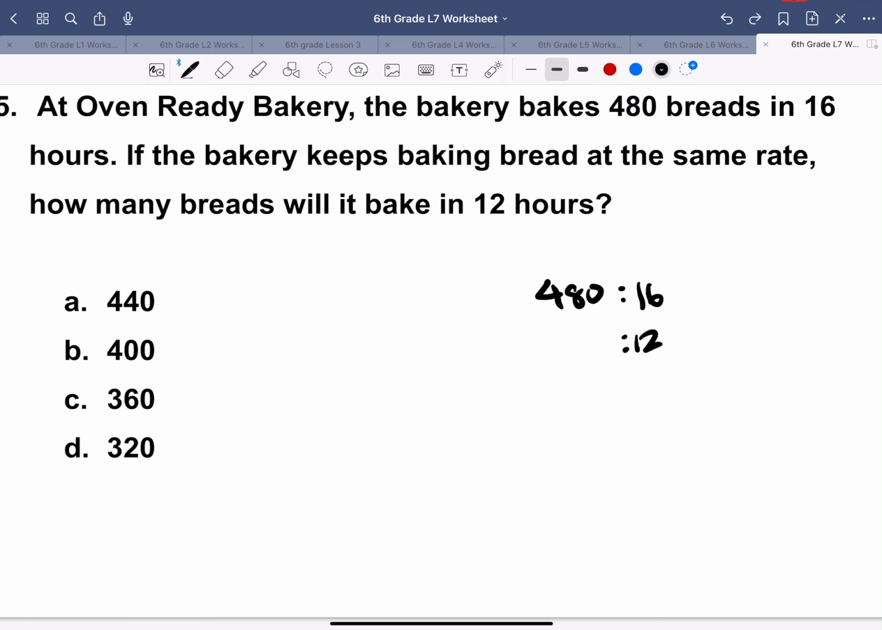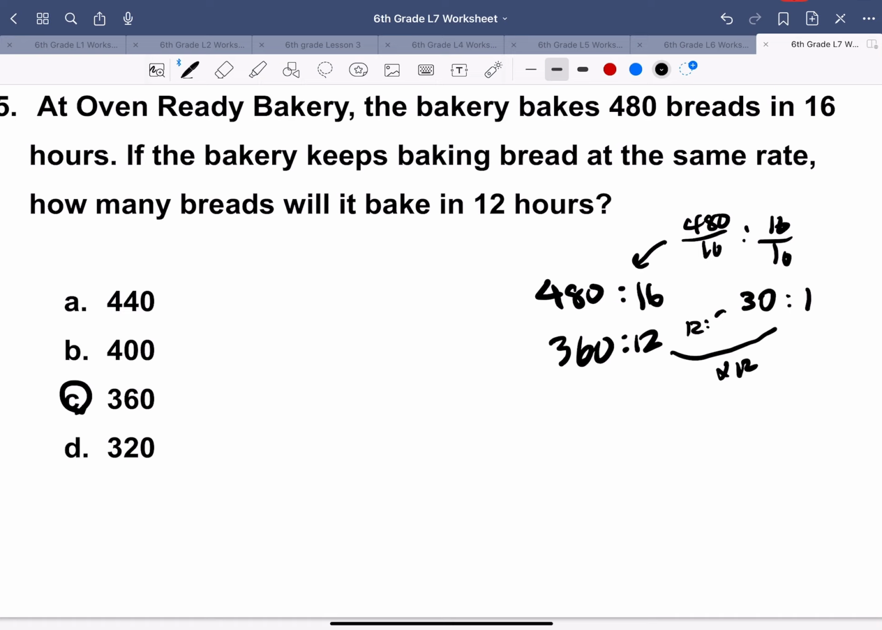And then I think we will start to divide by the greatest common divisor, which is actually 16. So if we divide both sides by 16, we get a 30 to 1 ratio. Now to get from 1 to 12, we multiply by 12, so we have to do 12 for here too. So 30 times 12 is 360, and that's how you know C is your answer again.